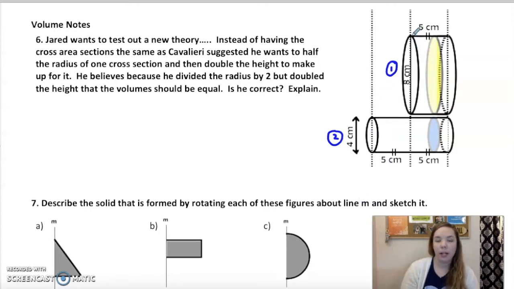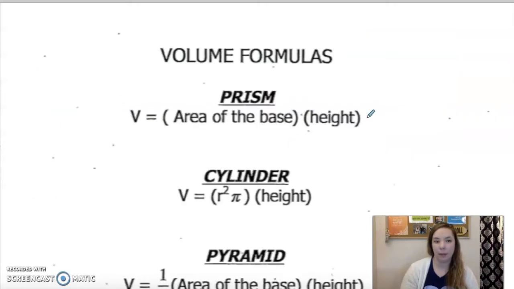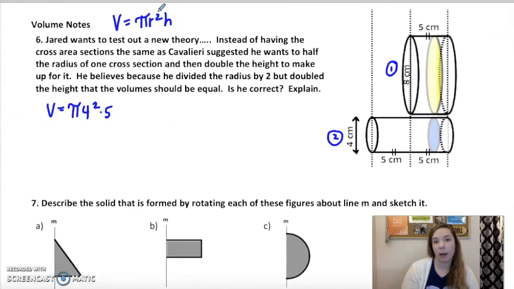So for this one, my radius would be 4. And for a cylinder, we have pi r squared times height. So I'll have pi 4 squared times 5. And this is where we're using area of the base times height for any prism. So for us, area of the base is pi r squared, and then we're doing the height of the prism. So let's go ahead and leave these in exact form. This would give us 80 pi.